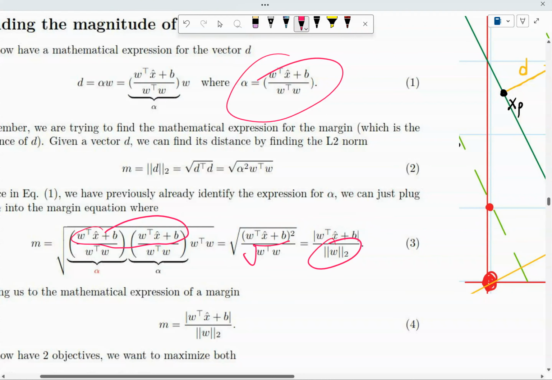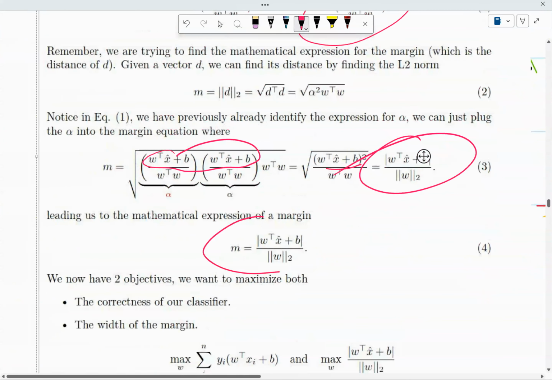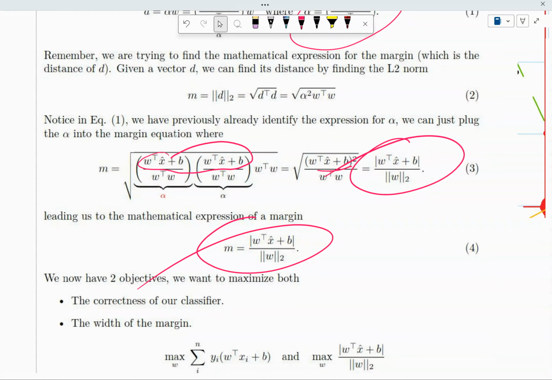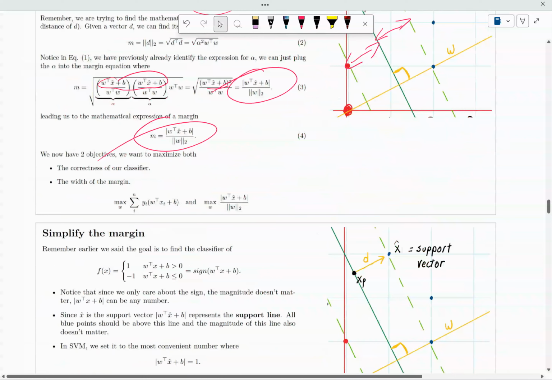So you take the square root here, that becomes the L2 norm. So here's the expression of the margin, right? We can mathematically say the margin is equivalent to this. Now, what were we trying to do? Well, we're trying to maximize the margin. That's what we wanted to do.